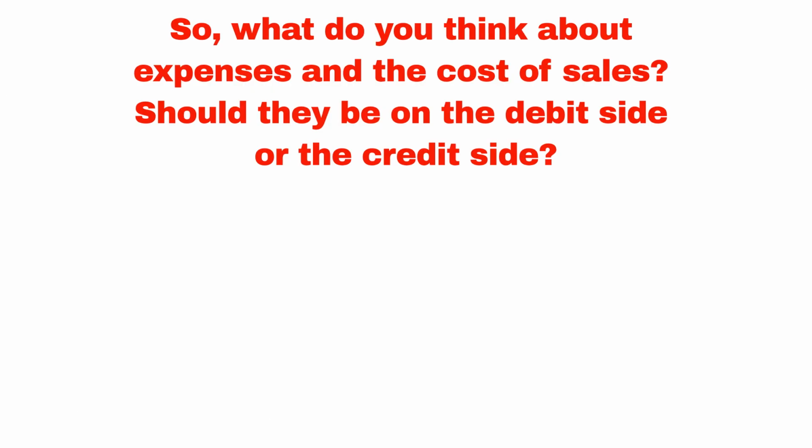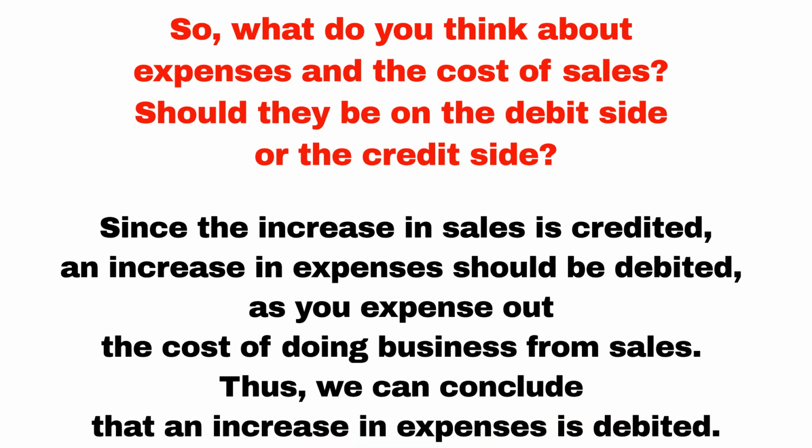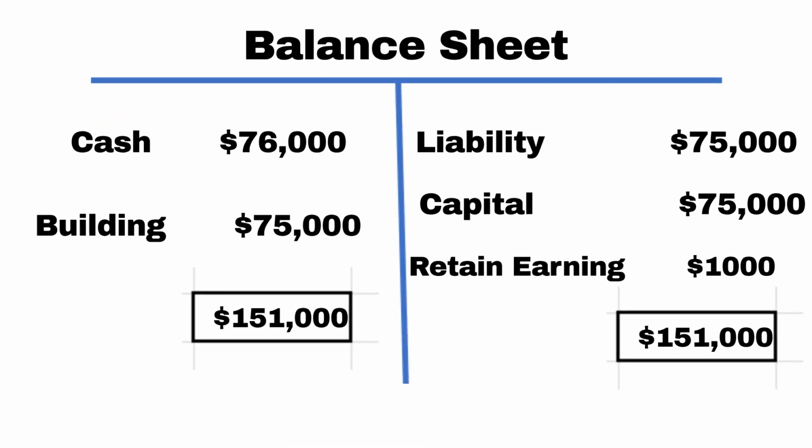So, what do you think about expenses and the cost of sales? Should they be on the debit side or the credit side? Since the increase in sales is credited, an increase in expenses should be debited, as you expense out the cost of doing business from sales. Thus, we can conclude that an increase in expenses is debited. So this is our first profit and loss for that period. This is our balance sheet as of a certain point in time.